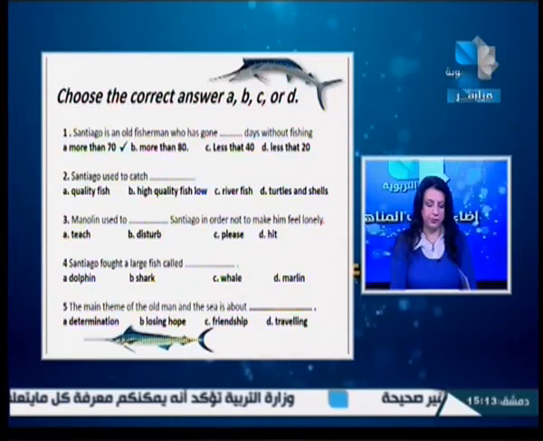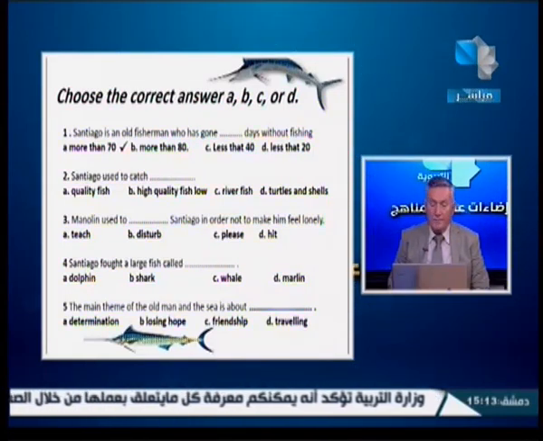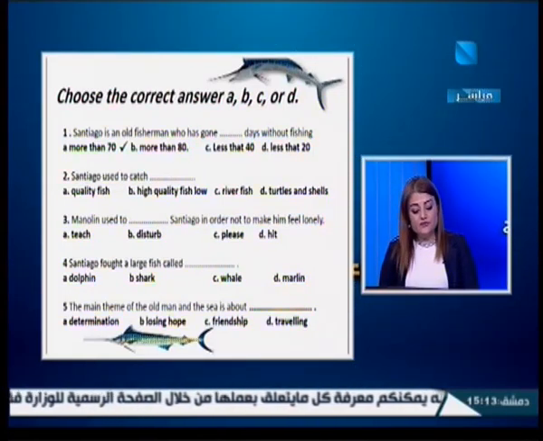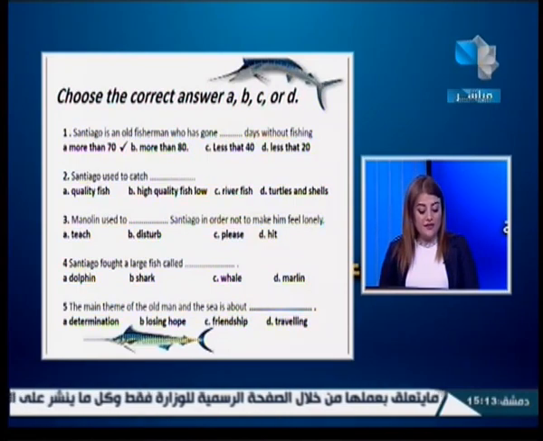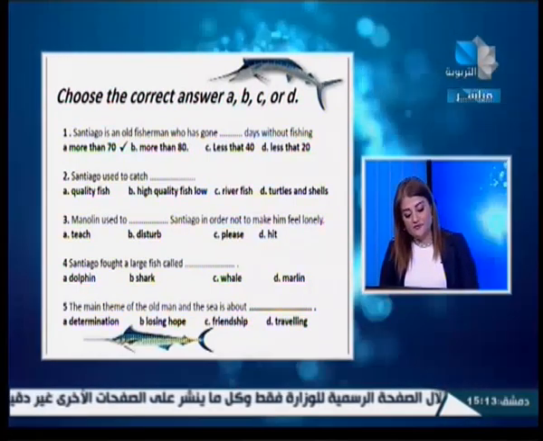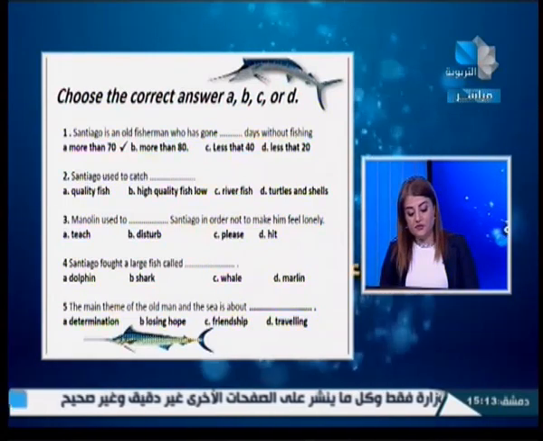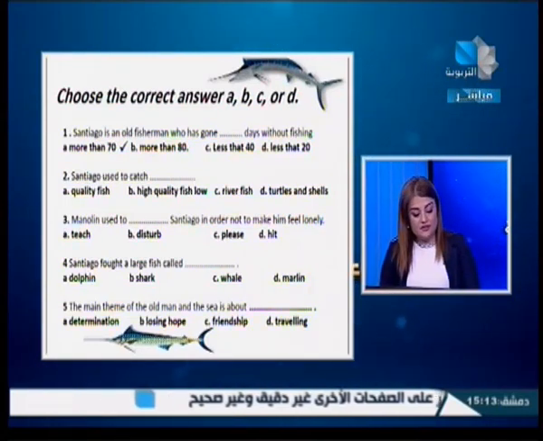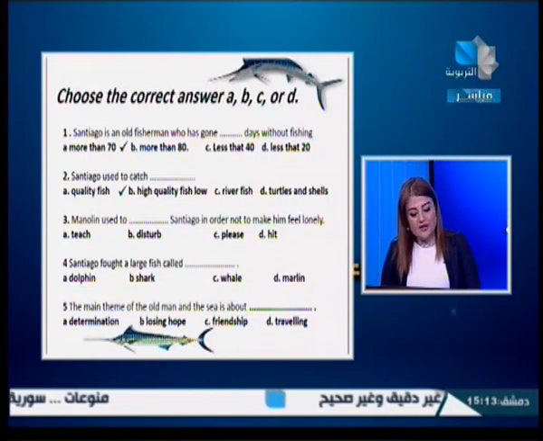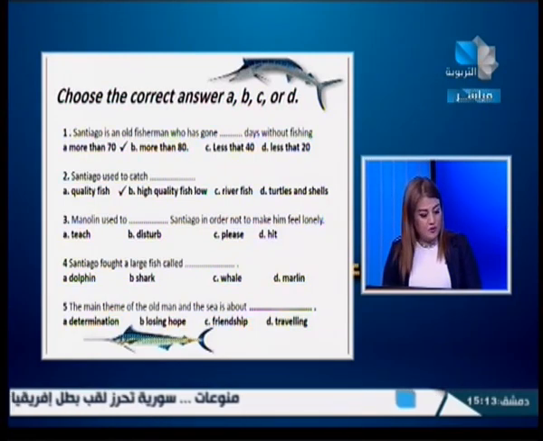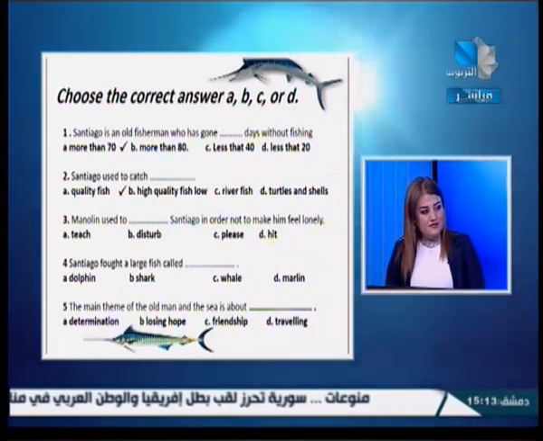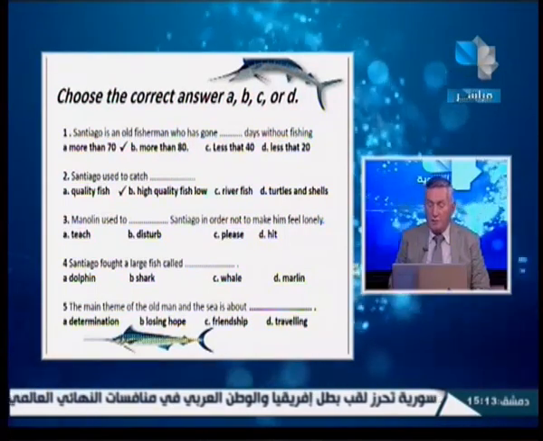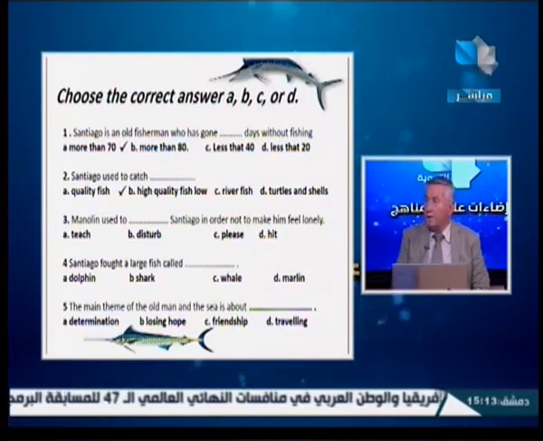More than 80. Miss Rula, second question. Number two, Santiago used to catch A, low quality fish, B, high quality fish, C, river fish, D, turtles and shells. Of course, Santiago used to catch high quality fish because he used to be a great fisherman. High quality fish.